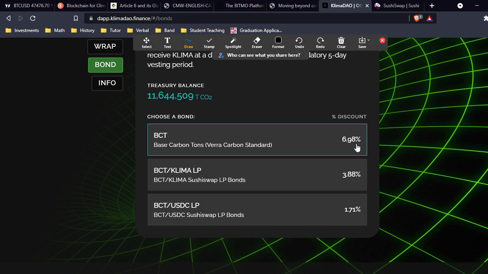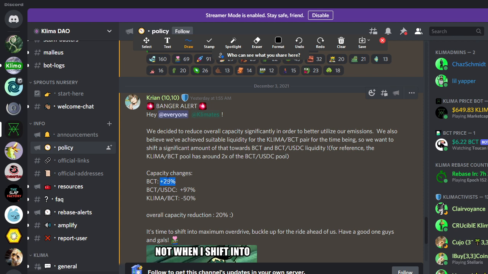Now, how fast these numbers get pushed down is determined by what's called capacity. The higher the capacity for any bond, the more bonding it will take to push the number down. So it will be harder to push the discount percentage down now that we've made BCT bond capacity higher. It will be harder to push the BCT USDC bond discount down because we've increased it by 97%. And it will be easier to decrease the bond discount on Klima BCT because the bond capacity has been reduced.